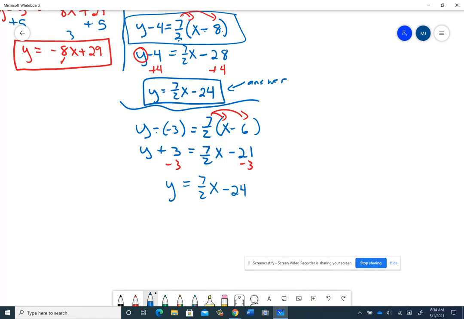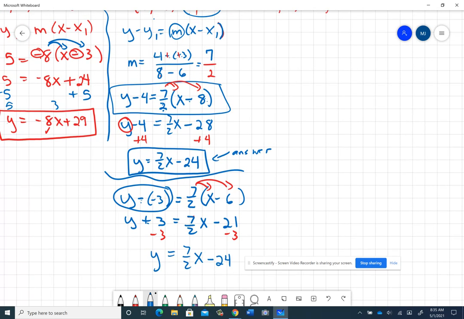Okay, same thing. Do you see it? So it wouldn't have mattered, but this one would have been a little harder because people mess that up. If you don't rewrite that as y plus 3, then sometimes you don't subtract the right thing from both sides. So be careful there.